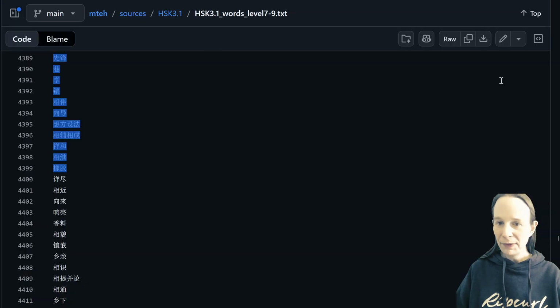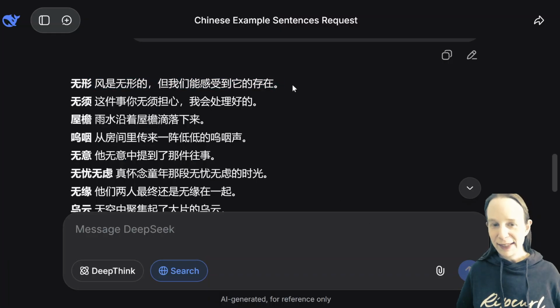Back to the grind, doing HSK 739 vocab. I gave it to DeepSeek.